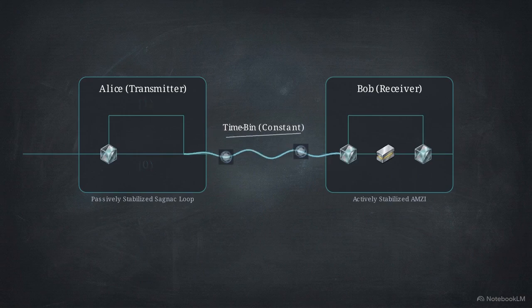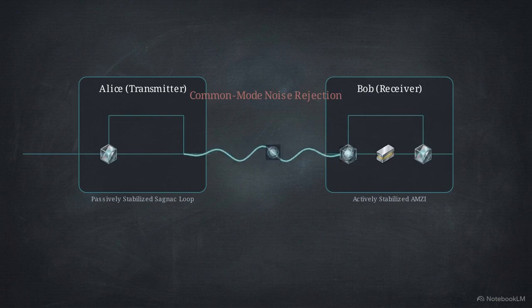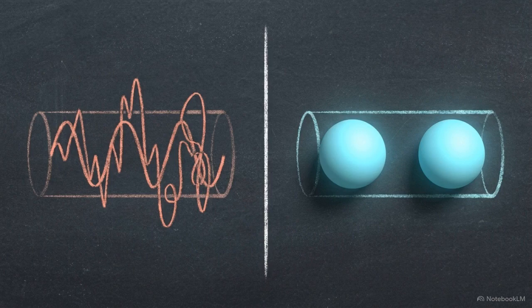This uses the principle of common mode rejection. Because environmental noise in the fiber stretches or compresses both time states equally, the relative gap between them remains intact. While Alice's setup is passively stabilized, the receiver at Bob's end uses an actively stabilized asymmetric Mach-Zehnder interferometer. This device uses a phase shifter and feedback loop to decode these temporal states. By shifting quantum information from the spatial domain into the temporal domain, the signal is hardened against real-world environmental noise.